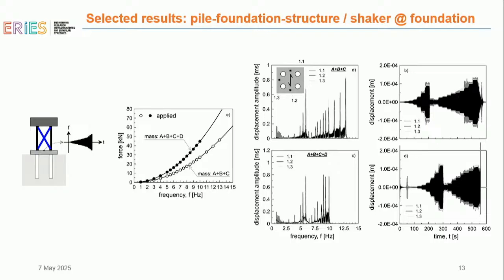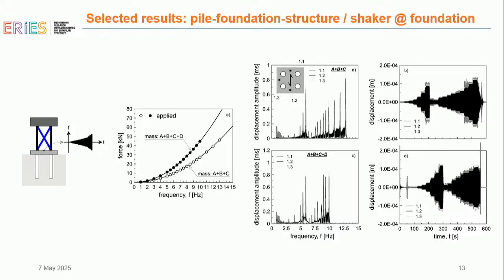Then we put the structure on top. The response, of course, is very different. Here we can see that at this range of frequencies we have the resonance of the system, which is something like 5.5 to 6 hertz. Here, just to mention, the fixed base frequency of Europroteas is around 9 hertz.